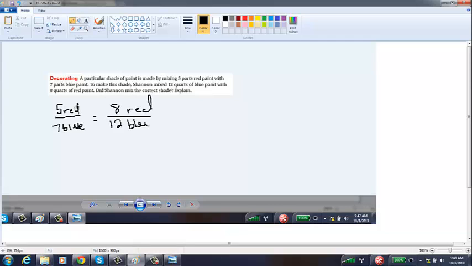So you can cross multiply and see if they equal each other, or reduce the fractions. I think it's easier just to multiply across and see if it's right. So 5 times 12 is 60. Does that equal 7 times 8, which is 56? Well, nope, they're close, but no, you're not going to get the same color.